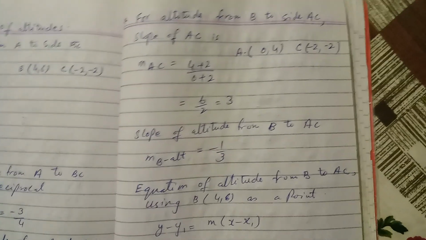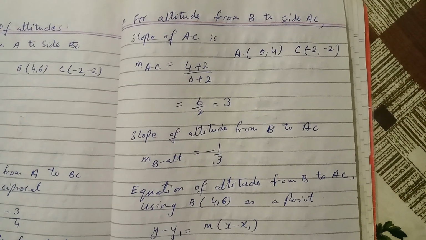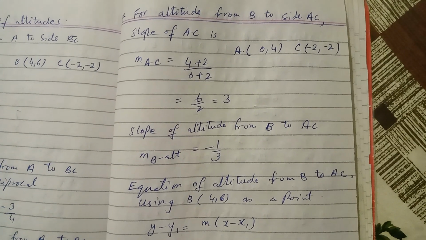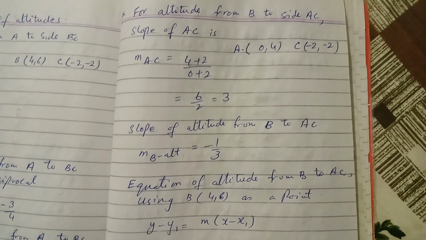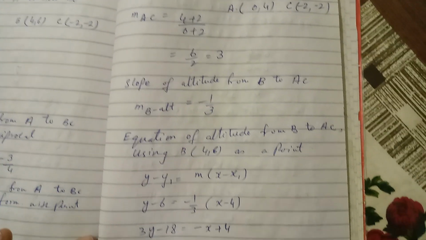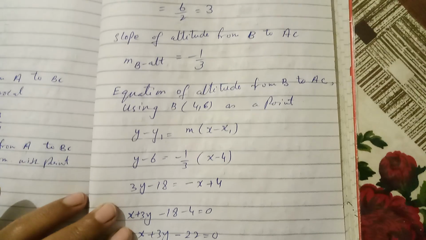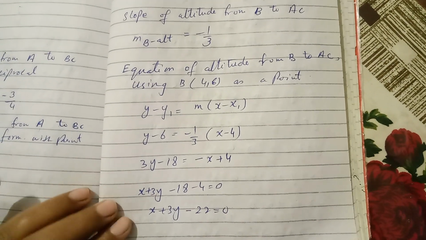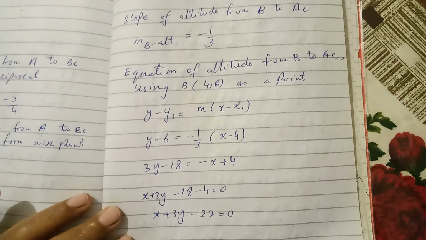Now next, the altitude from B to AC. Slope of AC: coordinates of A are 0, 4, C is minus 2, minus 2. It will become 3. Slope of the altitude is minus 1 by 3 because you have to take the negative reciprocal. Equation of the altitude from B to AC: you have to take the point B, that is y minus y1 equal to m times x minus x1.